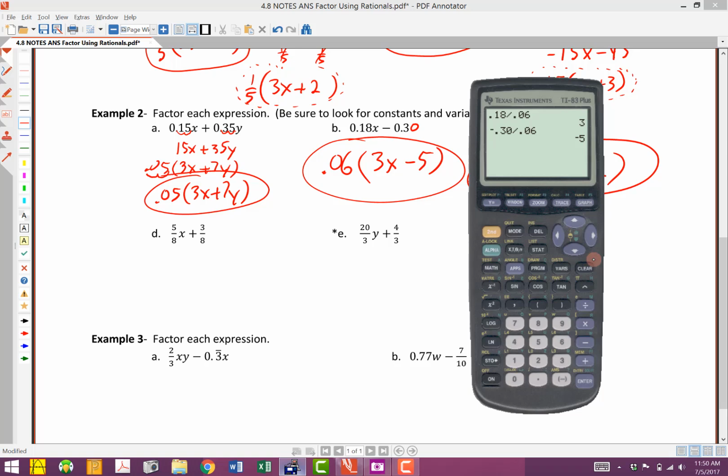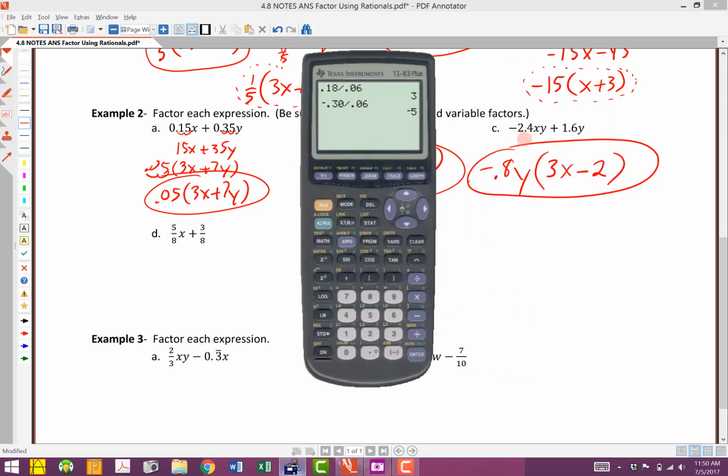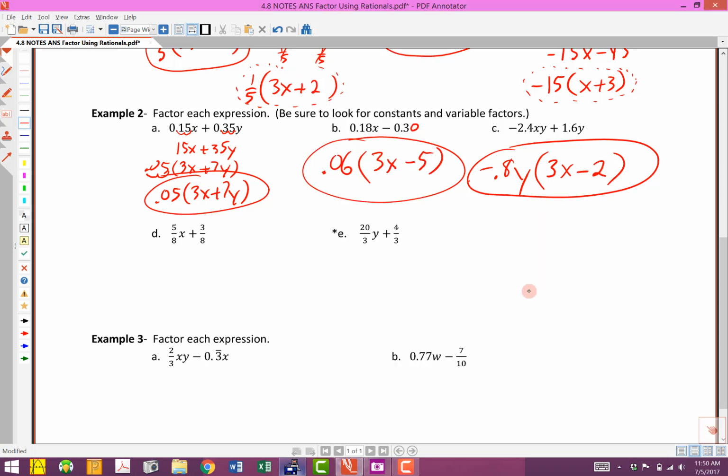But again, let's double check on the calculator just to make sure. So let's take negative 2.4 and let's divide that by negative 0.8. We get a 3. And we'll do the 1.6 and we'll divide that by negative 0.8. And we should get a negative 2 when we do, so we're in good shape there.